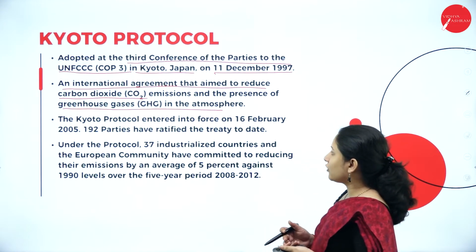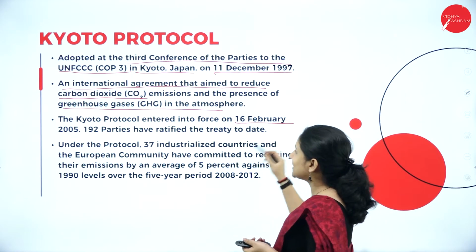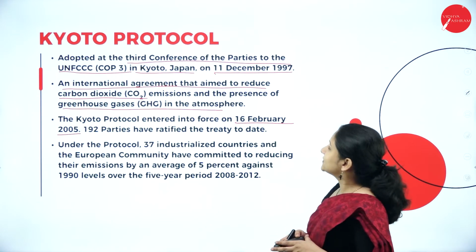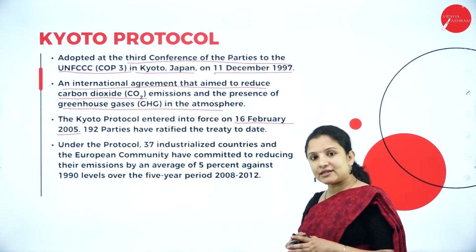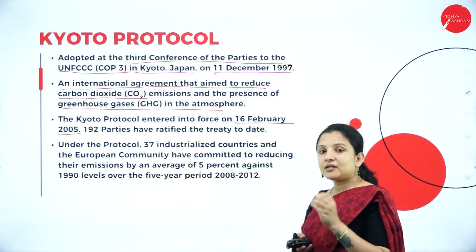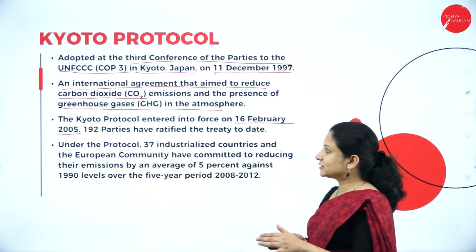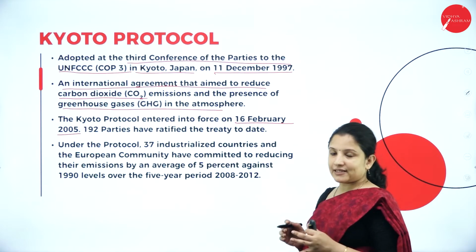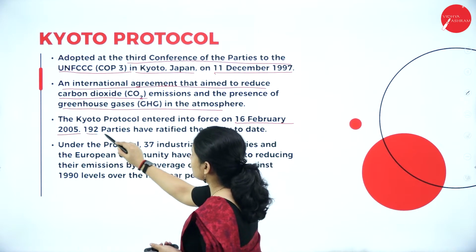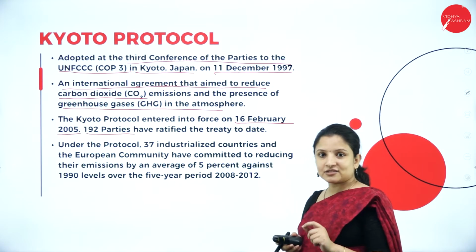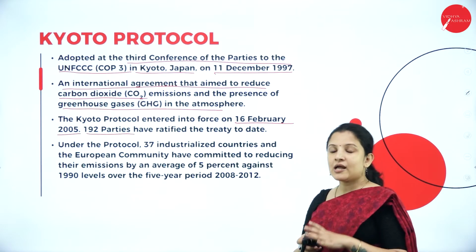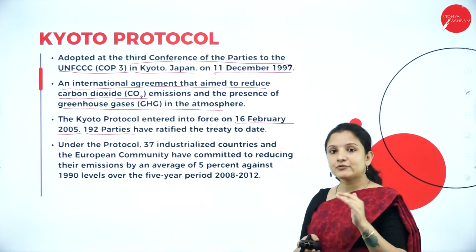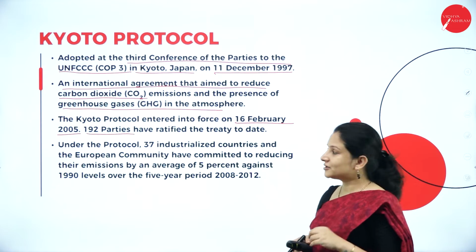The Kyoto Protocol entered into force on 16th February 2005. So actually it was adopted on 11th December 1997 in a conference that was held in Kyoto in Japan, but it came into full force on 16th February 2005, and at present there are about 192 parties that have signed this Kyoto Protocol treaty, and till date they are following this protocol wherein they aim to prevent the use of greenhouse gases.